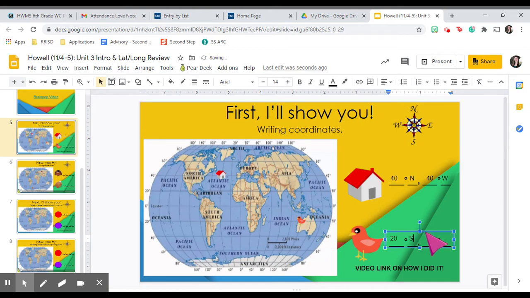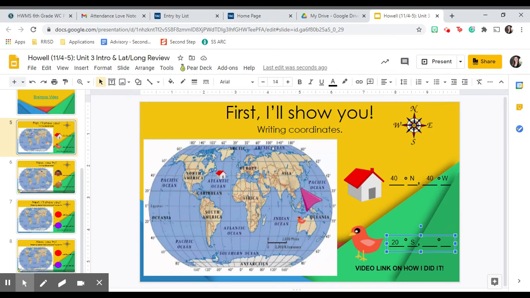That's a little high. Let's move our text box down a little. There we go. So I first went 20 degrees south. Now, from our 0 degrees longitude, we have to count how far I need to go either east or west. Now, I'm going to have to go to the right to get to my bird. So I'm going to go 20, 40, 60, 80, 100, 120.